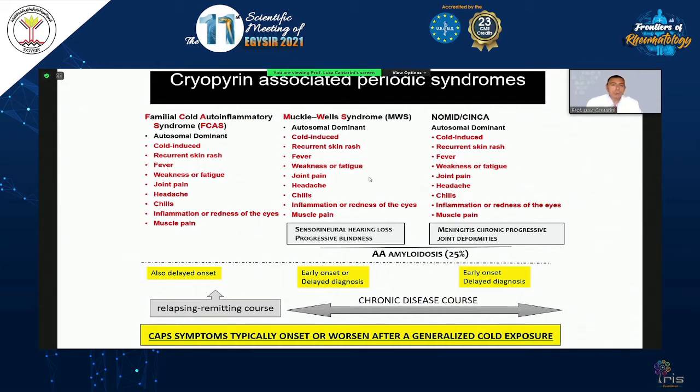In addition, patients with the Muckle-Wells syndrome may develop over time a reactive amyloidosis, sensorineural hearing loss and progressive blindness, and NOMID-CINCA syndrome may develop over time brain atrophy, mental retardation due to chronic meningitis, and also bone deformities. The symptoms, the clinical manifestations usually are triggered by a generalized cold exposure of the patients.